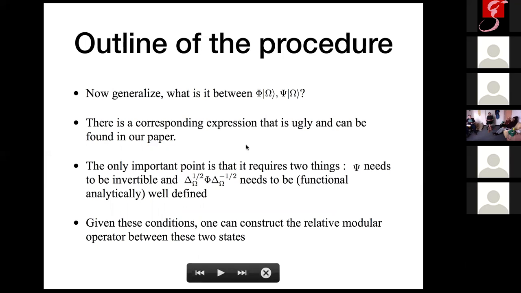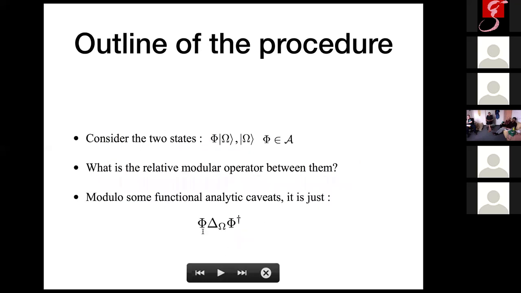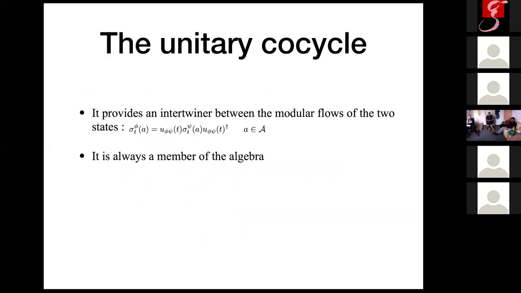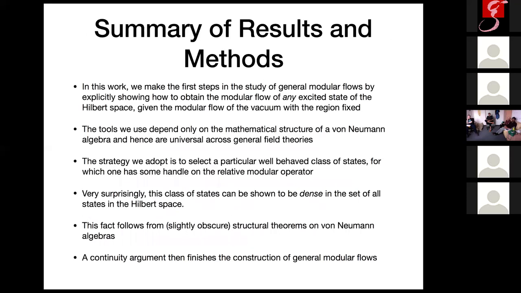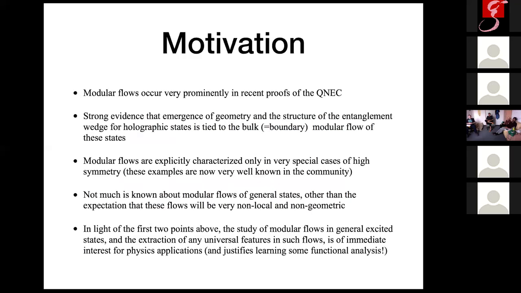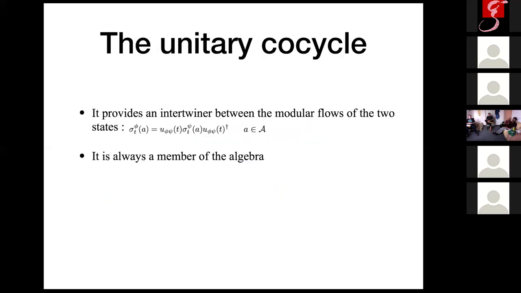So these are the two conditions. To recap, I consider two states of this form, and then I write down the relative modular operator between them. For that to make sense, you need these two conditions: this guy needs to be closable and psi needs to be invertible. Given these conditions, one can construct the relative modular operator with a formula similar to this, but slightly more involved. Once you know that, you can take its log. Taking the log is a different mathematical problem in itself, so we have a separate paper on that, not included here. Only the results were quoted here. So we know how to take the log.